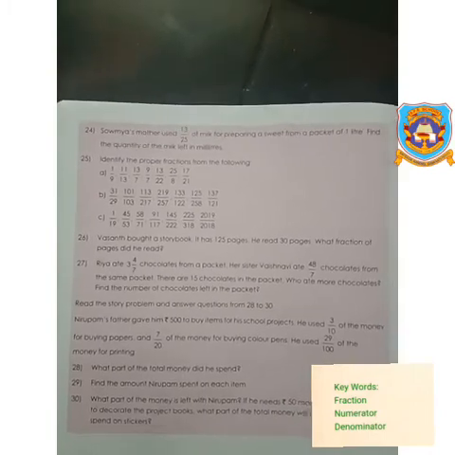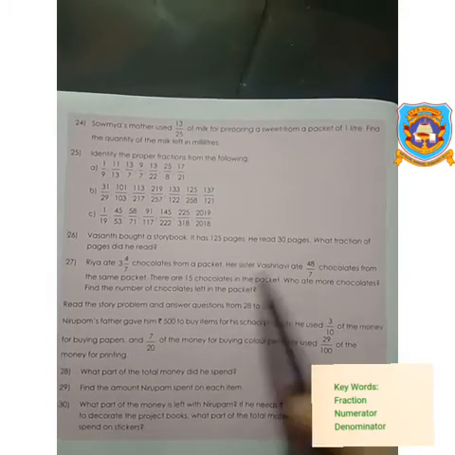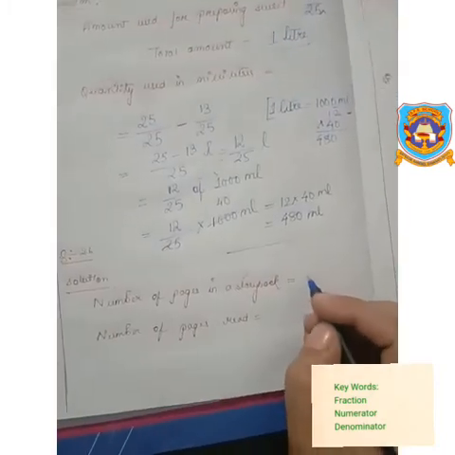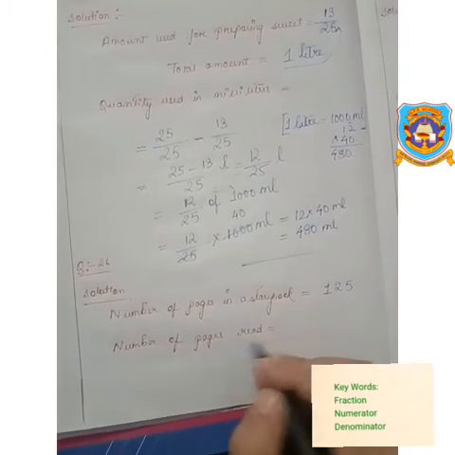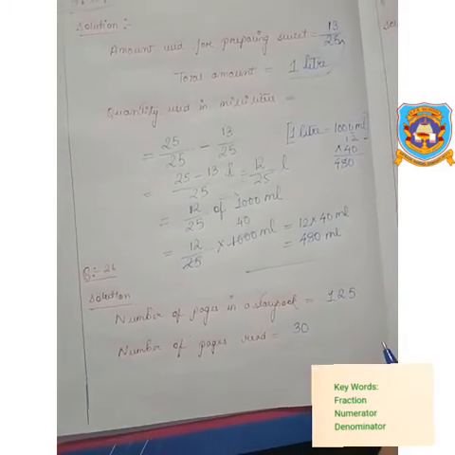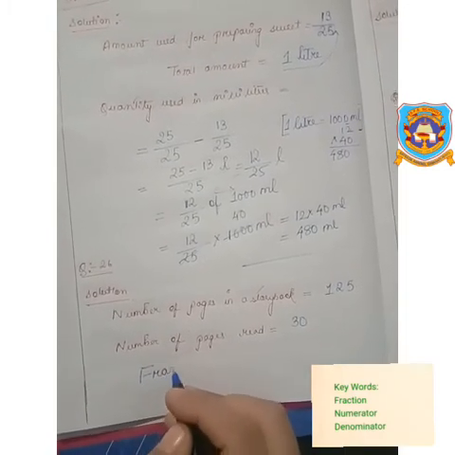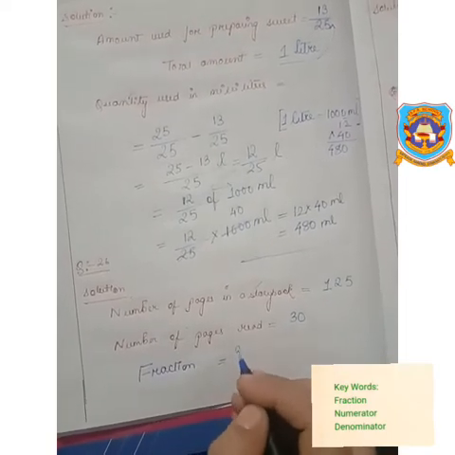Now question number 26 is, Vasant bought a storybook. It has 125 pages. He read 30 pages. What fraction of the pages did he read? So the total number of pages in the storybook is 125, and he read how many pages? He read 30 pages. Now we have to write in fraction. So how will you write in fraction? The number of pages he read equals 30 by 125.